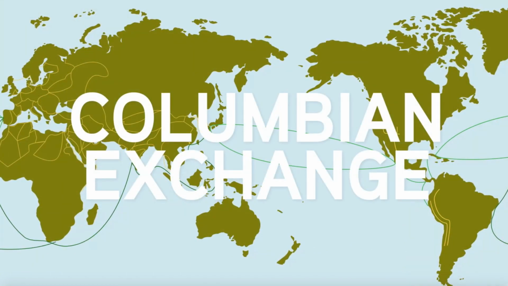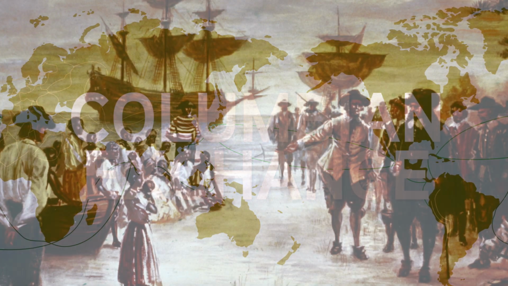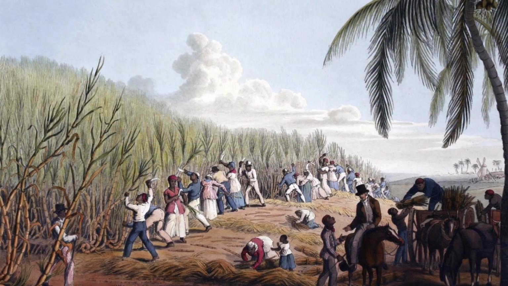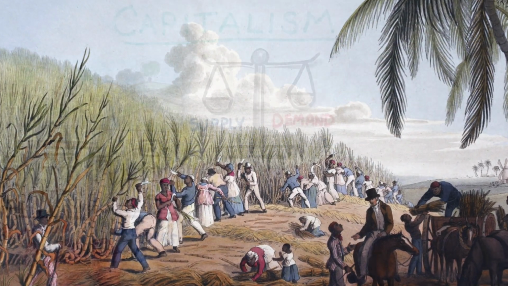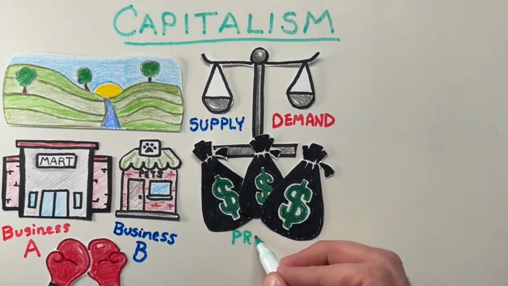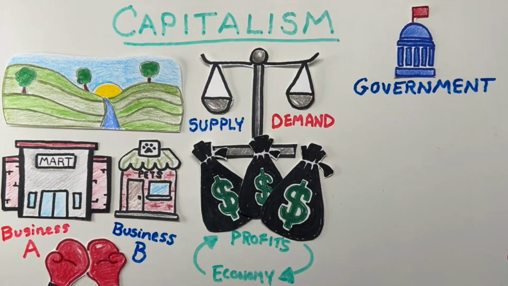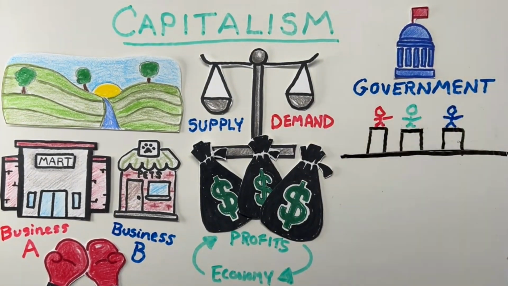And it wasn't only crops and animals that were exchanged. People also moved as a result of this exchange, and not always willingly. Between the 15th and 18th centuries, networks of production and distribution became larger and more complex than ever before. This set the stage for the modern economic system of capitalism.